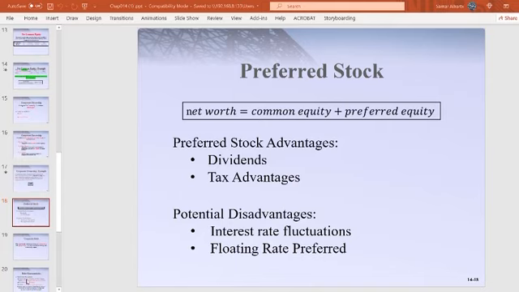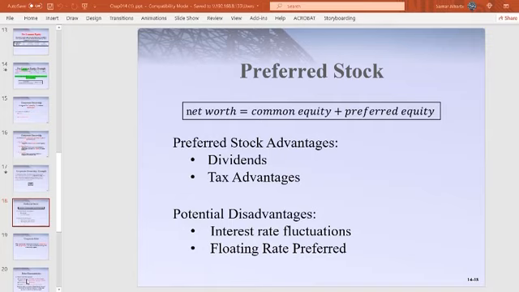Let's move now to preferred stock. What we were talking about before is called common stock, which is one type of stock. Another type is called preferred stock or preference shares, and the net worth in the company, as a rule from accounting, is always equal to common equity plus preferred equity. So if you go to the balance sheet and you want to see how much equity is there, you need to add both, the common equity plus the preferred equity. This will give you the net equity in the balance sheet, right?